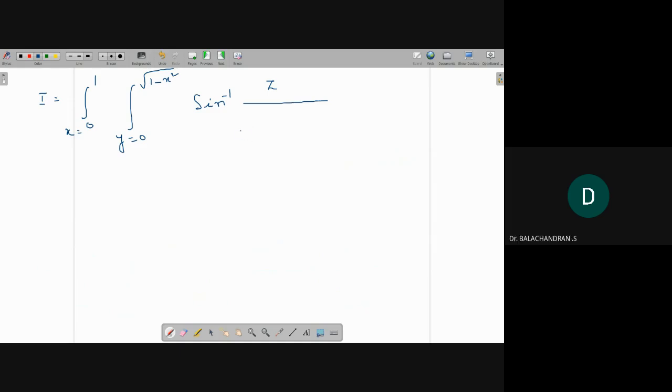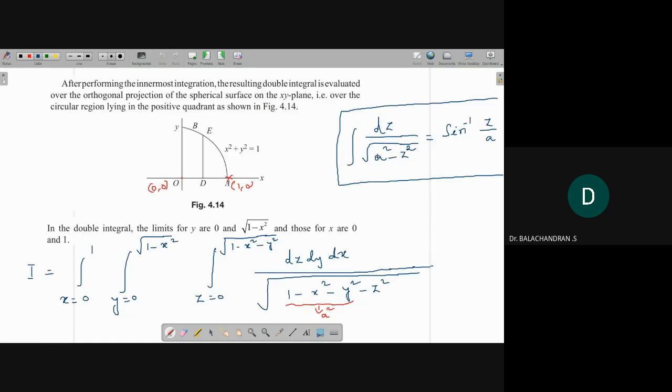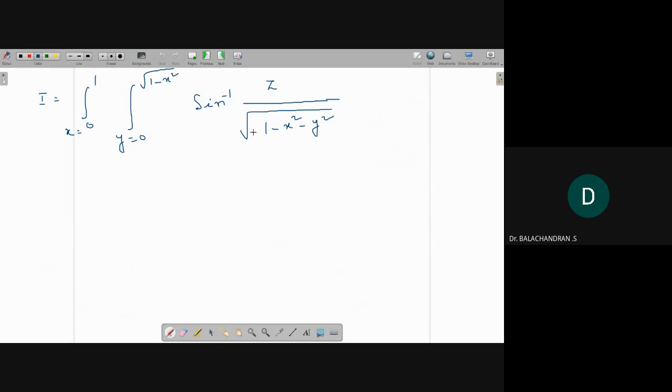It should be root of 1 minus x square minus y square, because a square equals 1 minus x square minus y square. So a equals root of 1 minus x square minus y square. And the limit is from 0 to root of 1 minus x square minus y square.